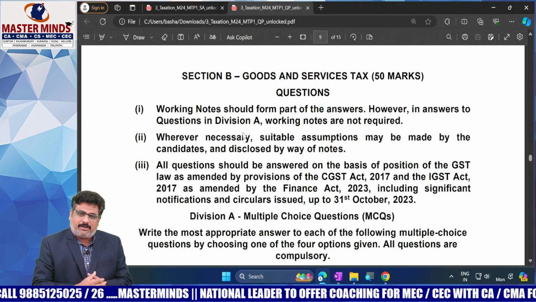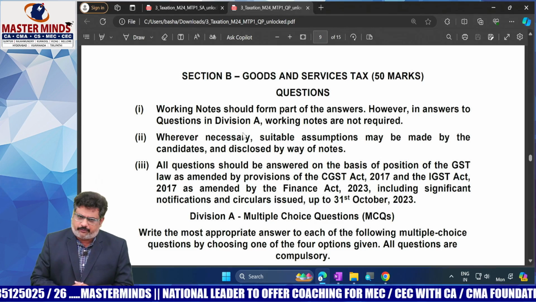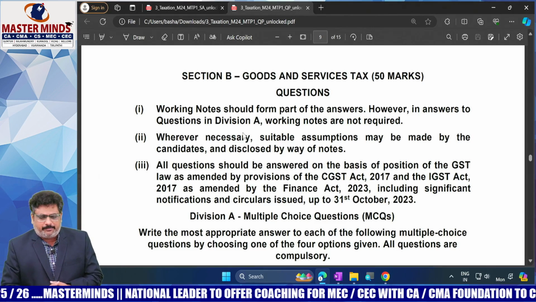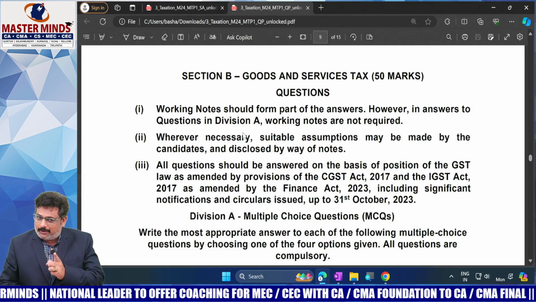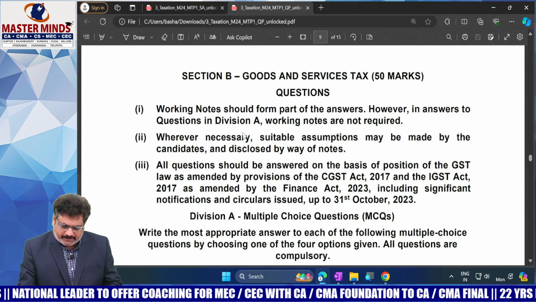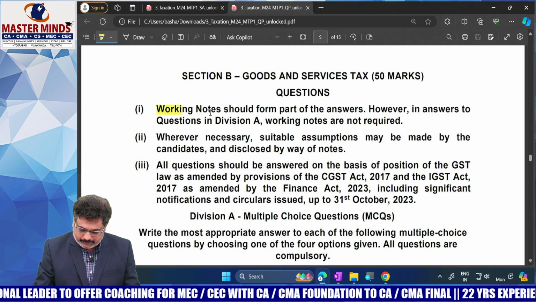So normally, working notes should form part of your answer. That means simply, without working notes, you will not get good marks. It was straight away indicated here. Okay, got the point. See this.